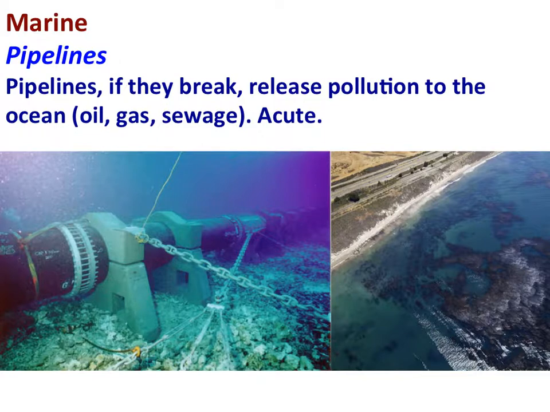Pipelines, if they break wide open, release pollution to the ocean as oil, gas, or sewage. This is acute pollution. In the image on the right, a pipeline near Santa Barbara, California burst, sending thousands of gallons of oil into the Pacific Ocean.